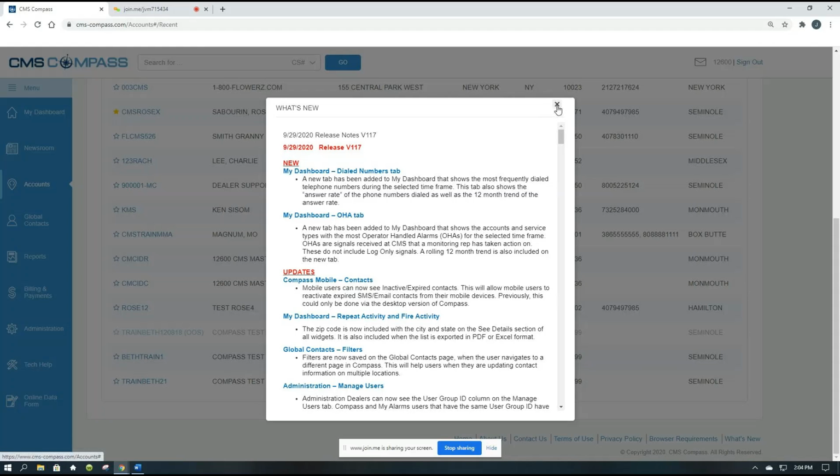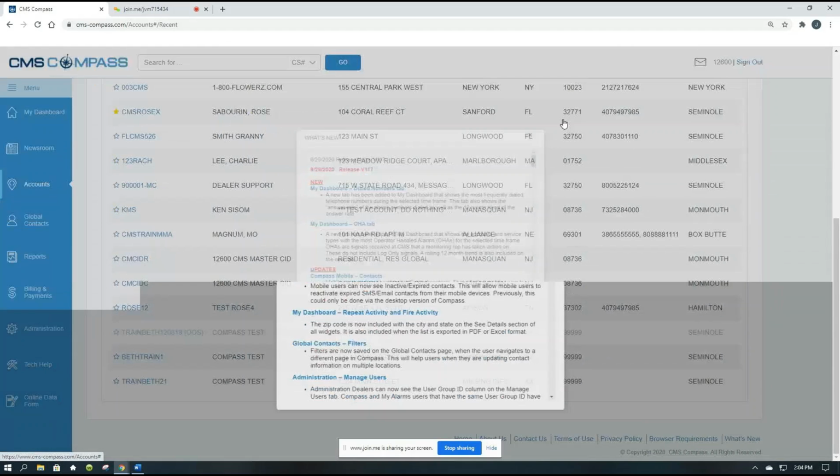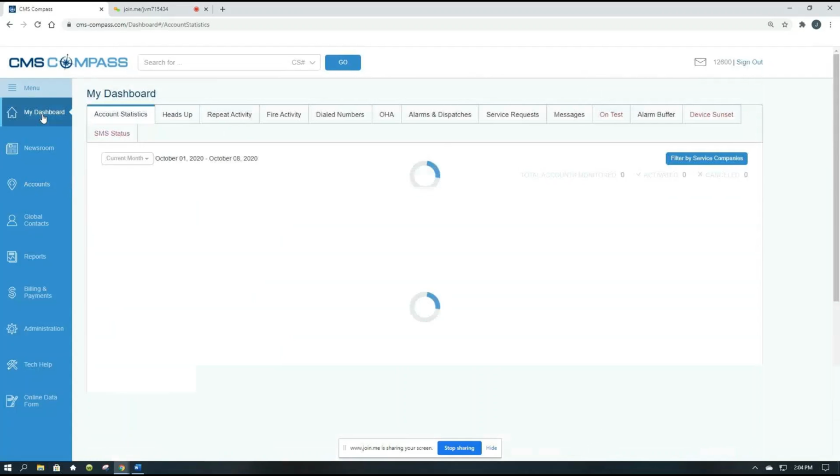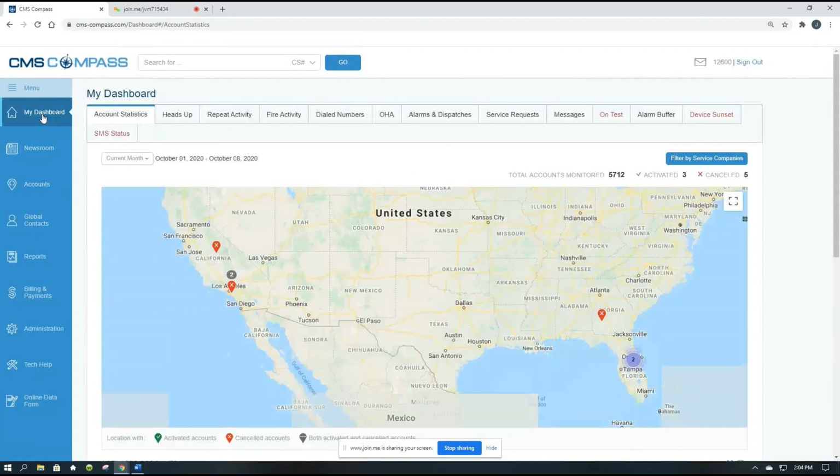But what we really want to talk about today are the two new tabs that we've added to My Dashboard. Let's jump right over to My Dashboard so we can take a look at these and talk about them, and show you what information is on these two tabs and how we think at CMS these can be beneficial to not only you as a dealer, but your customers and CMS. So all three parties actually win from the use of these tabs.